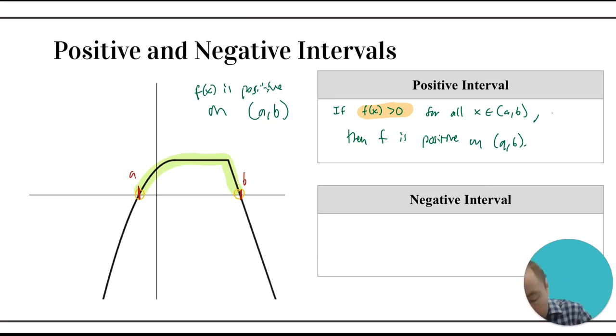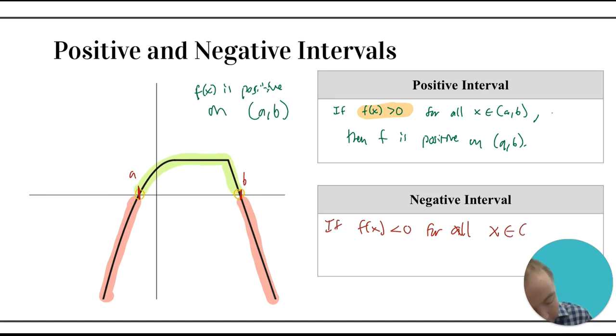And then this part of the graph and this part of the graph that's below the x-axis, of course, is going to be negative, right? So you have pretty much a similar definition, just if f of x is less than 0 for all possible x that are within a particular interval from A to B, then we can say that f is negative entirely on that interval from A to B.